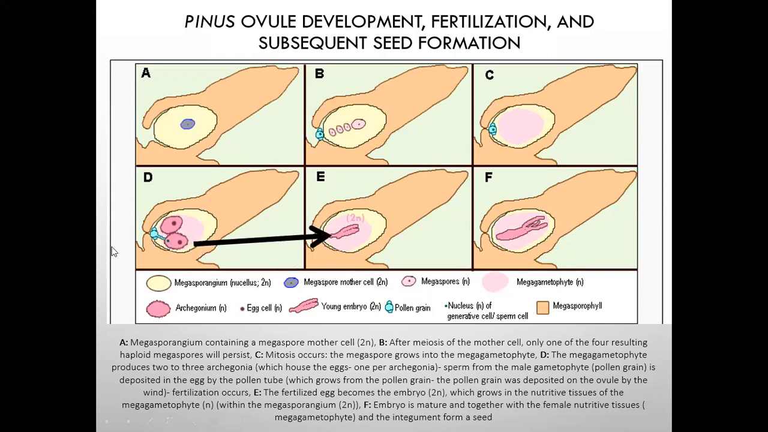Once the egg is fertilized by the sperm, it becomes the embryo, which is going to be diploid. Remember, when we go through fertilization, we're combining two haploid cells, and we're going to form our diploid embryo, which will grow in the nutritive tissues of our megagametophyte within the megasporangium, which is the whole piece here. Then once the embryo is mature, together with the female nutritive tissues, or the megagametophyte, it will form a seed.